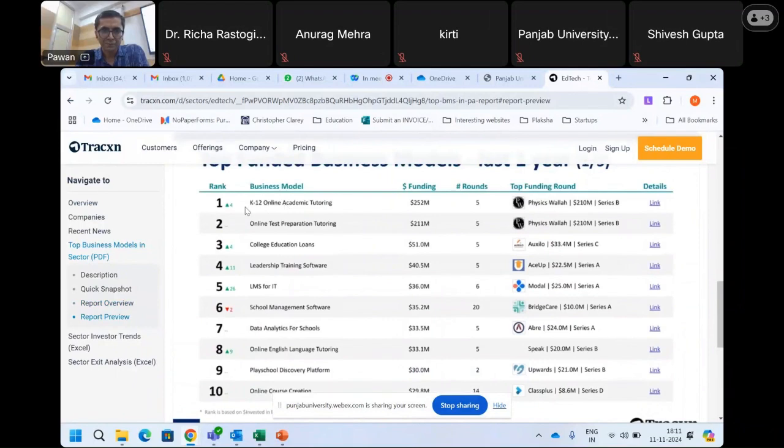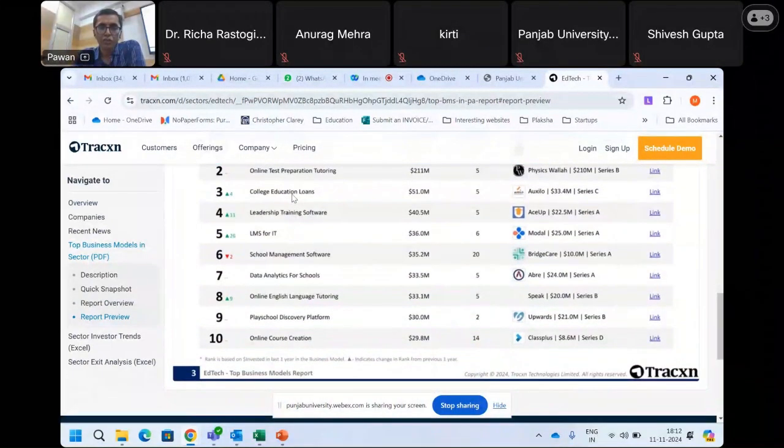For example, K-12 online academic tutoring. This is like Physics Wallah, where K-12 is KG to 12, the school segment, where you are teaching school subjects to school students. This is one type of business. The second type is online test preparation, like CAT coaching or GRE coaching. Then loans, maybe companies which provide education loans online. So depending on which customer segment you are interested in, you can download their reports.